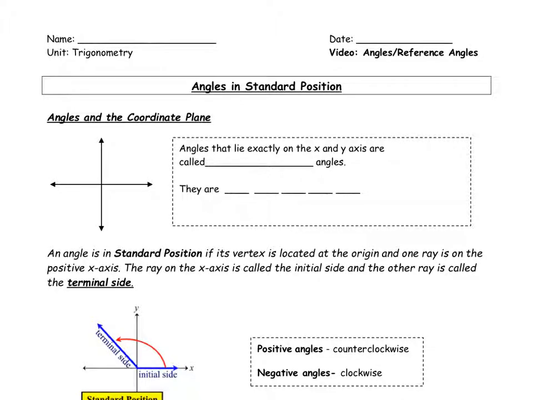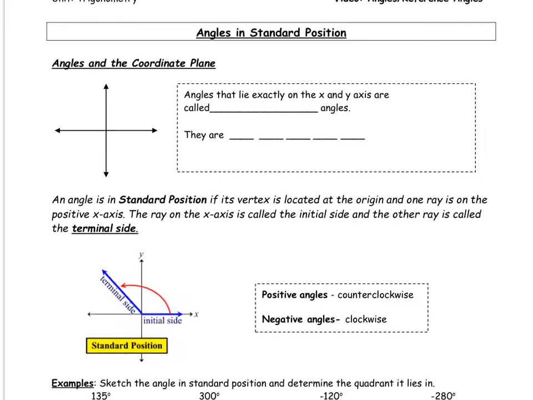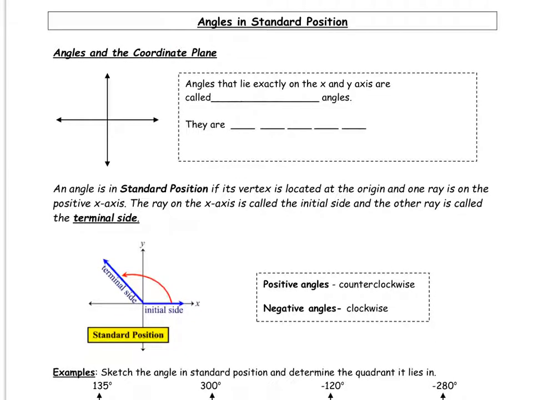Hi everyone. In today's lesson we're going to review angles in standard position as well as coterminal angles and reference angles. So let's first discuss how to graph angles in standard position on the coordinate plane, or on the XY axis. The first thing we need to understand is that if we are right here it is 0 degrees. If we are here it's 90. Here is 180. Here is 270. And here is also 360.